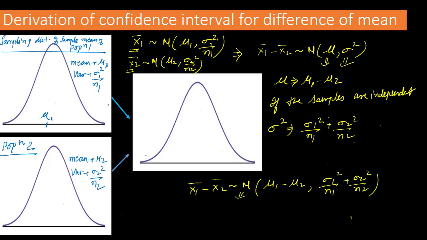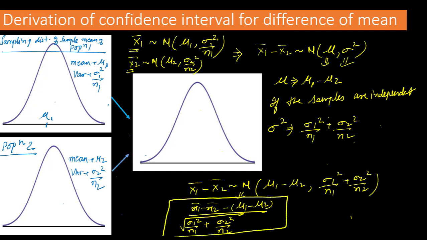So if we calculate the z statistic for the difference of population means, it would come out to be x1 bar minus x2 bar minus (mu1 minus mu2) divided by the square root of sigma 1 square divided by n1 plus sigma 2 square divided by n2. This is the z statistic. It would be distributed as a standard normal distribution. So from here we can calculate the range of mu1 minus mu2 for different confidence intervals.